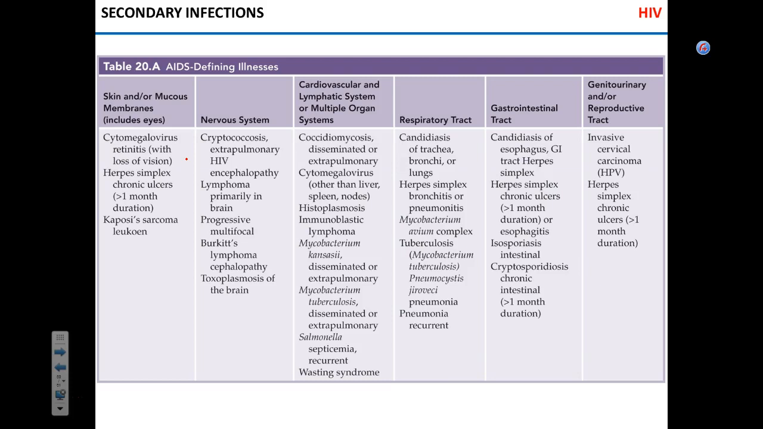So every system can be affected. I will highlight some of the most common, characteristic ones. Let's start with the skin. On the skin, by far, Kaposi sarcoma. Remember we talked about that herpes virus? Kaposi sarcoma herpes virus? That's it. Purple blotches on the skin. Herpes, CMV, like eye infections, that can happen. Nervous system.